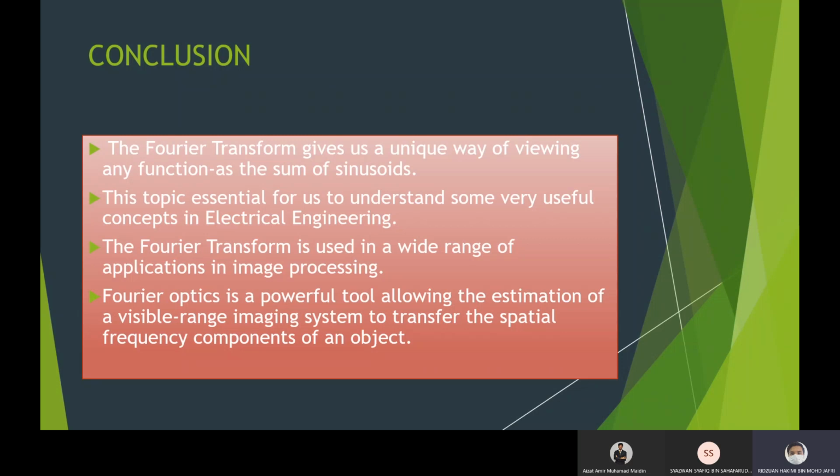So, in conclusion for our topic, the Fourier transform gives us a unique way of viewing any function as the sum of sinusoids. This topic is essential for us to understand some very useful concepts in electrical engineering. The Fourier transform is used in a wide range of applications in image processing such as face recognition. Fourier optics is a powerful tool allowing the estimation of the ability of a visible-range imaging system to transfer the spatial frequency components of an object.